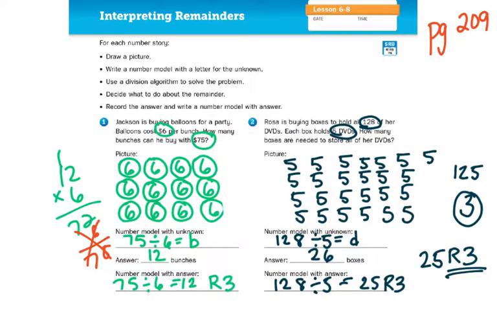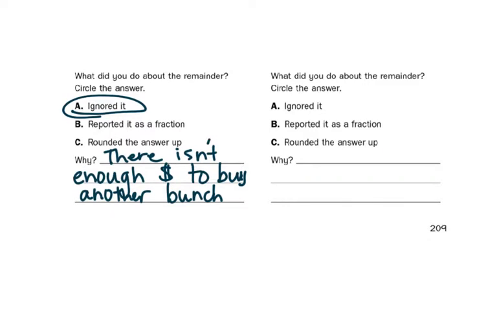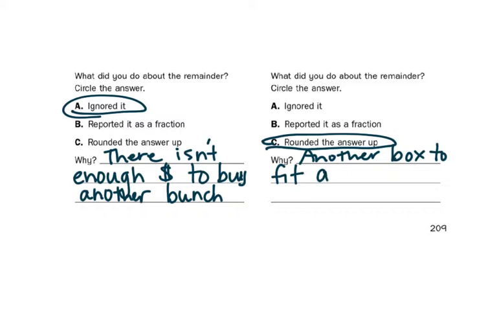But let's go down to the bottom of that page. What did I do with the remainder? Did I ignore it and just leave those 3 DVDs out on the counter? Did I report it as a fraction, say, well, I need like 3/5 of a box? Can you do that? No, I rounded the answer up. And why? Because I needed another box to fit all of the DVDs.